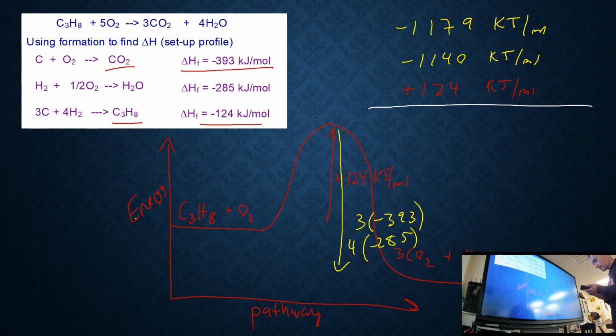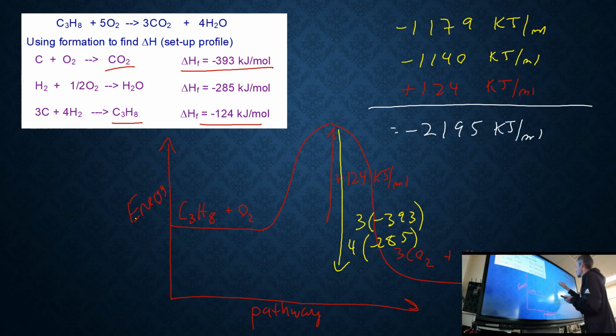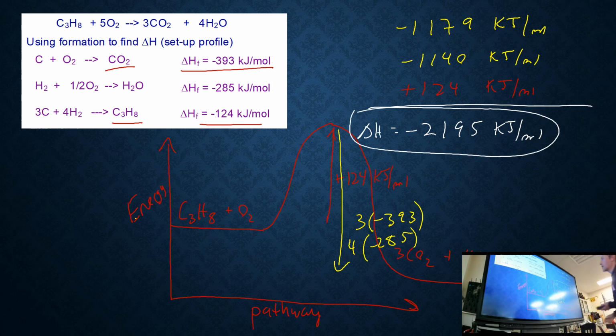179 plus 124, negative 295 kilojoules per mole equals delta H. Okay, so that reaction, if you had 1 mole of propane and combust, you would make over 2,000 kilojoules of energy. Okay, if you had 1 mole.